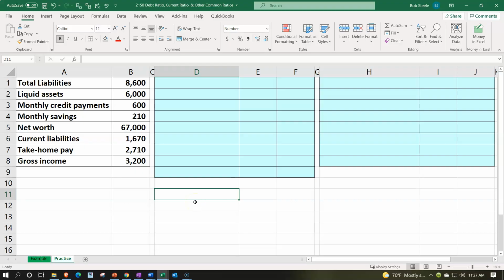Here we are in our Excel worksheet. If you have access to the Excel worksheet and would like to follow along, note that we're down here in the practice tab as opposed to the example tab. The example tab in essence being an answer key. Information's on the left-hand side. We're going to populate that into the blue area on the right-hand side.